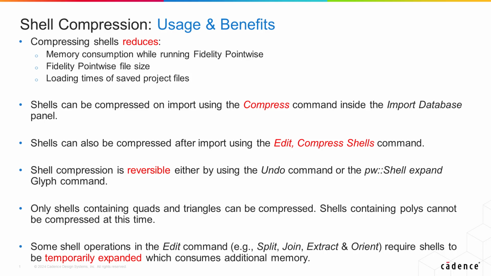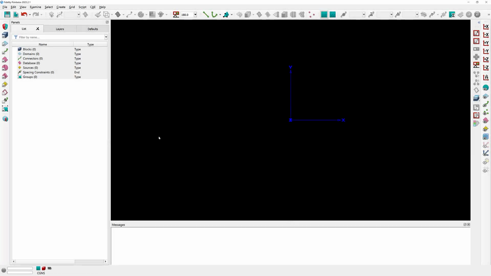And last but not least, some shell operations in the edit command, for example, split, join, extract, and orient, require shells to be temporarily expanded, which of course consumes additional memory. So if you actually have to work with large shells and you need to perform these kind of operations, we do recommend that you import the shells without compression. You perform the operations, and then once those operations are done, you can actually compress your shells using the edit compress shells command.